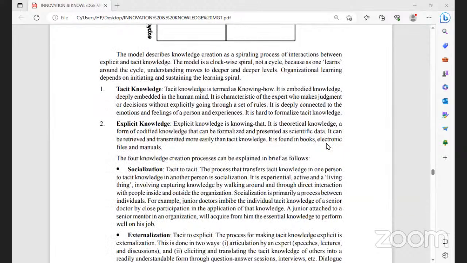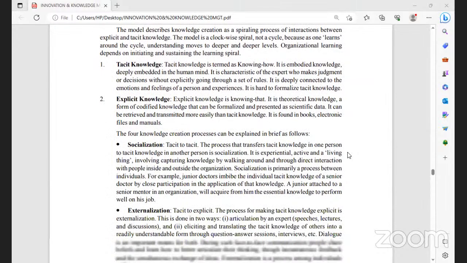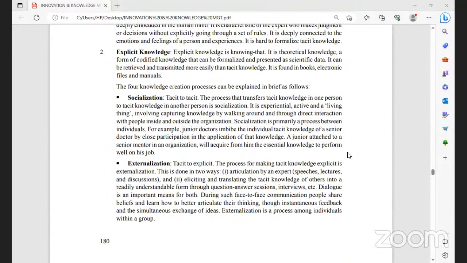First one is tacit knowledge. Second one is explicit knowledge. Tacit knowledge is termed as knowing how, and explicit knowledge is termed as knowing that. The first phase is socialization, tacit to tacit. In socialization, the process transfers tacit knowledge from one person to tacit knowledge in another person.